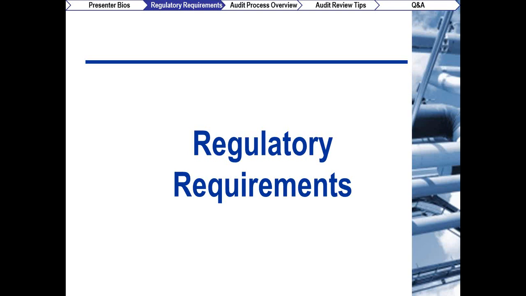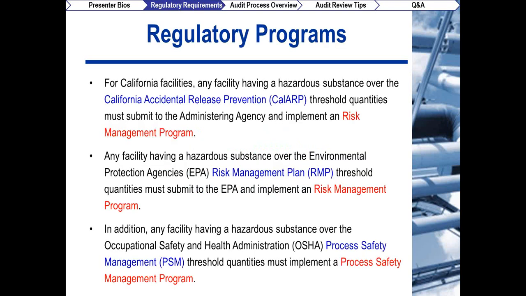So first, for the regulatory requirements. There are 3 programs that can require you to implement a compliance audit program. If you're within California, you may be familiar with the California Accidental Release Prevention Program, also known as CalARP. The EPA, Environmental Protection Agency, also has its own program, Risk Management Plan, and then you have the Occupational Safety and Health Administration's Process Safety Management Program. Now, each of these set of regulations has its own chemical list, and if your process meets or exceeds that threshold quantity, then that process could be covered under that particular regulation.